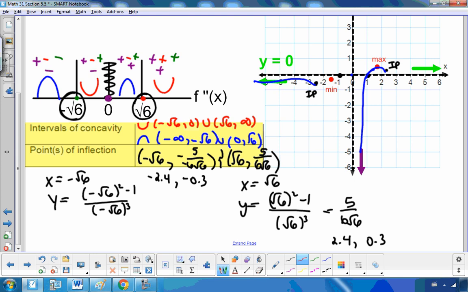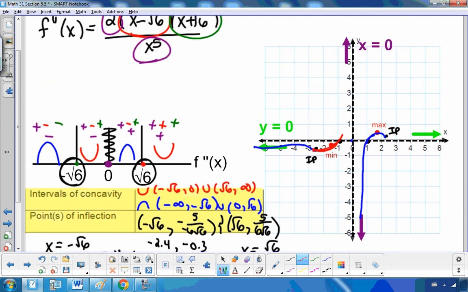Okay, concave up between negative root 6 and 0. So that's going to be in here. It's concave up, but then it's going to continue to the top of the graph because it needs to connect to the end behavior here. And the other place it's concave up is to the right of root 6, so from this inflection point to the end behavior, kind of like that.